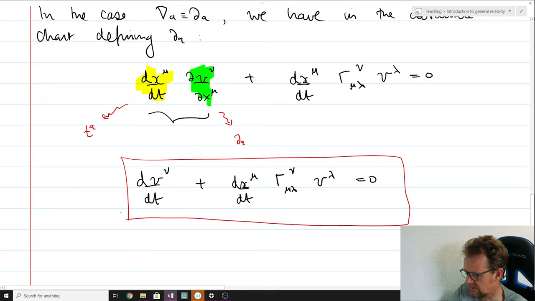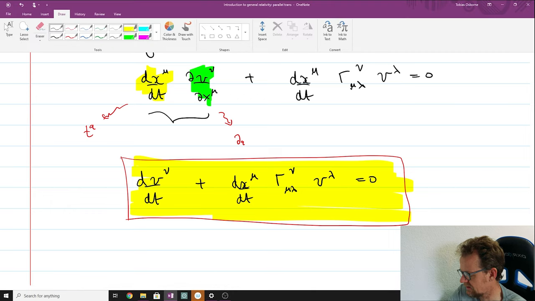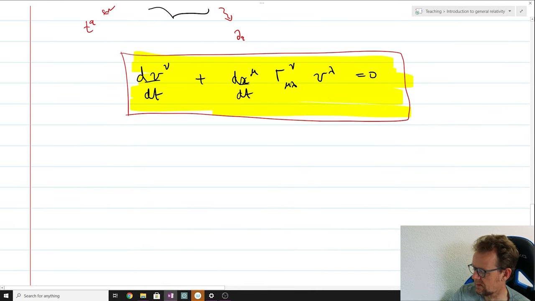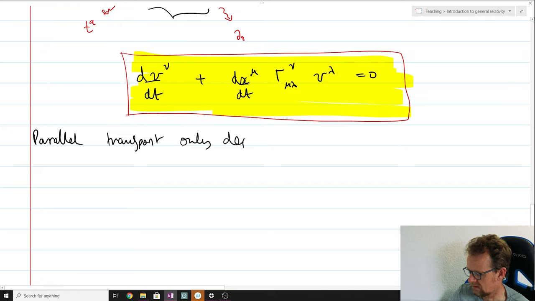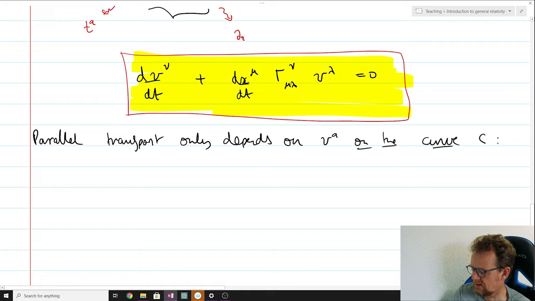So we have in components this equation here, which determines how a vector is parallel transported along a curve C, but now in a coordinate basis, in particular the coordinate basis defining the manifold, defining the derivative operator delta. I just want to emphasize that parallel transport, this notion that we just introduced, only depends on VA on the curve C. We don't need that VA is a vector field.